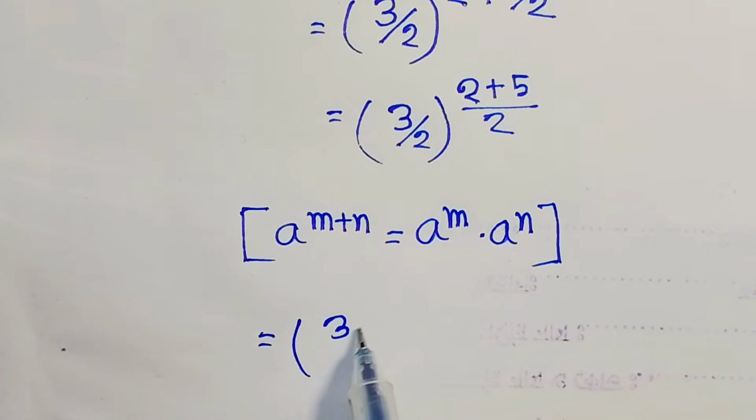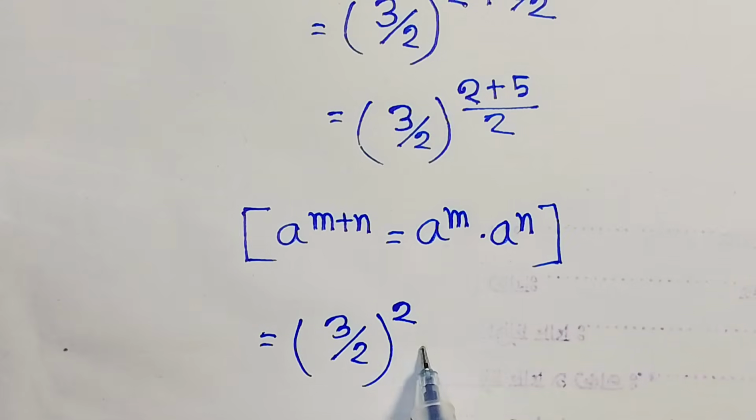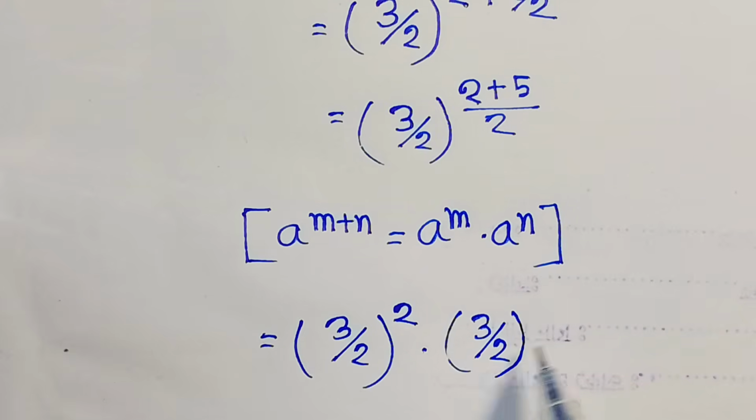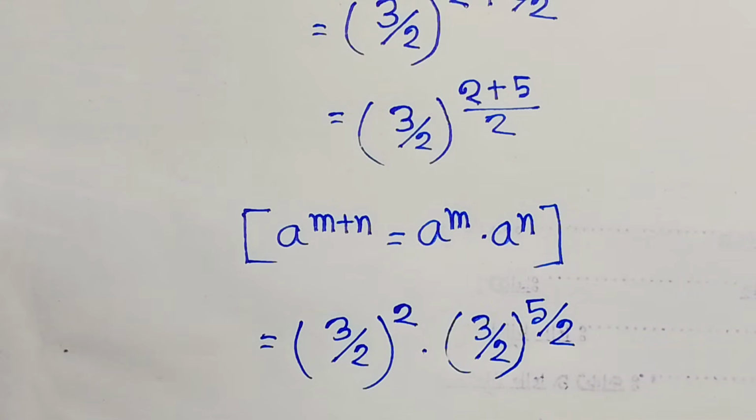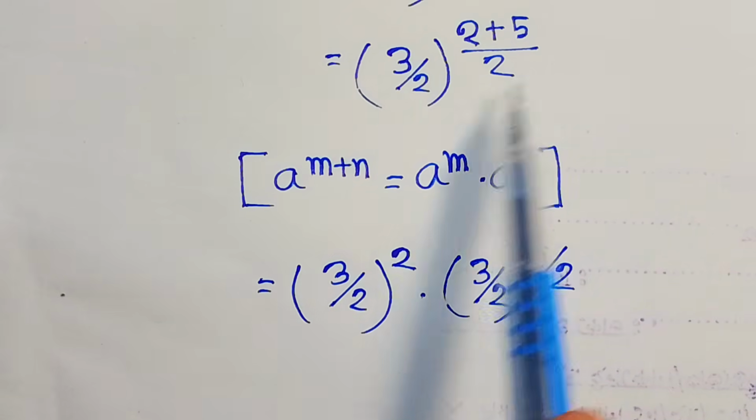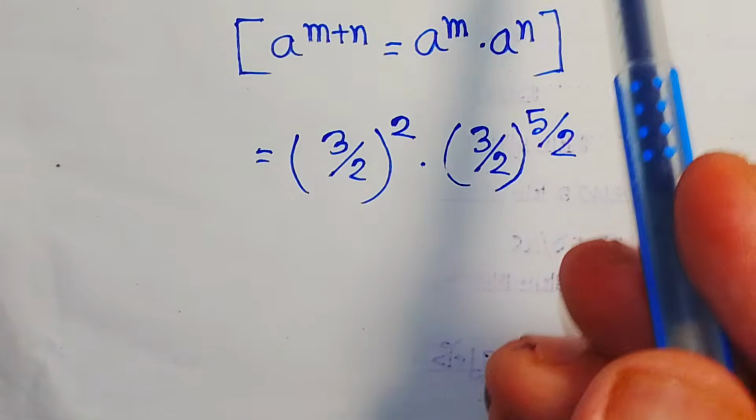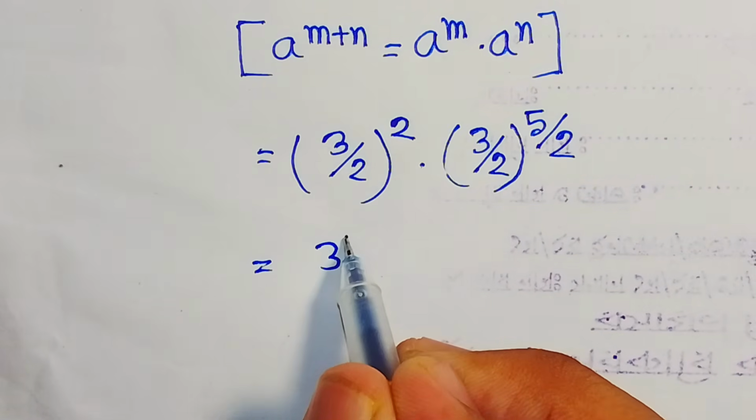Just kidding. Now we can write (3 divided by 2) to the power 2 and (3 divided by 2) to the power 5 divided by 2. Now the equation is much easier to simplify. We just use this formula here. I think you will do it, right?